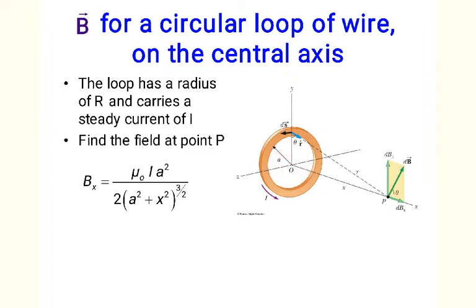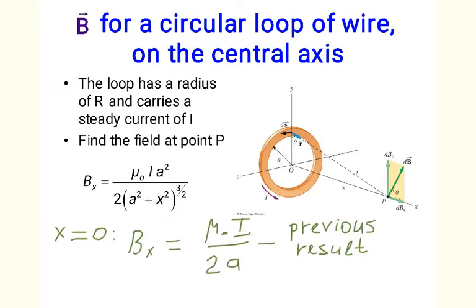In this case, only the x component of the field is non-zero. Components that are perpendicular to the axis cancel because of the symmetry of the system. Do this calculation by yourself. The x component in this case depends both on the radius a of the loop as well as the distance x from the center. If we set x equal to 0, we recover the previous result, mu naught times I divided by 2a, the field at the center of the loop.